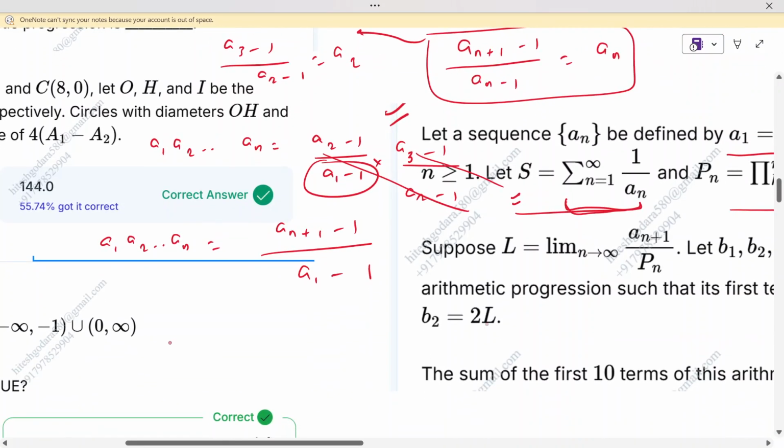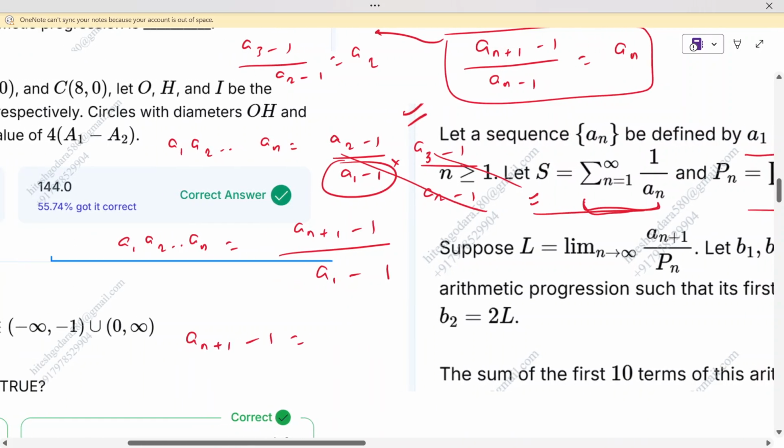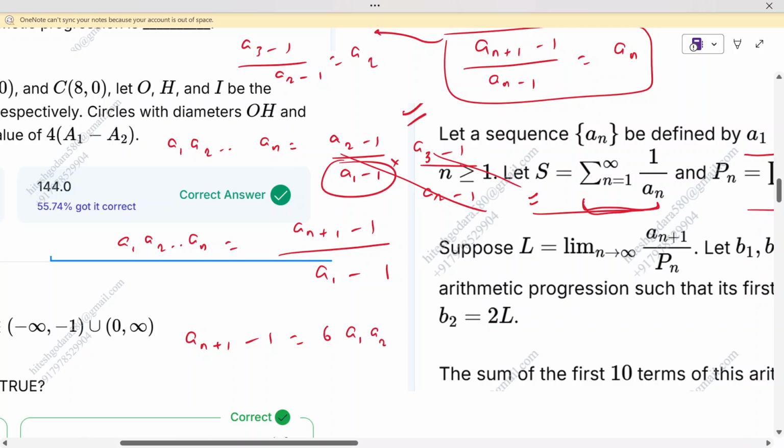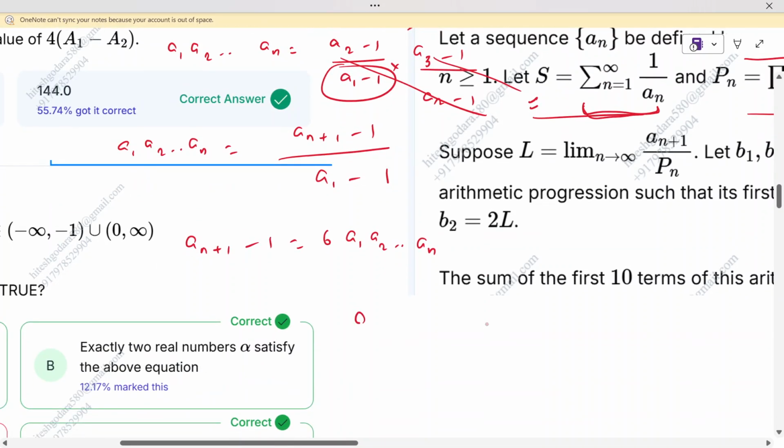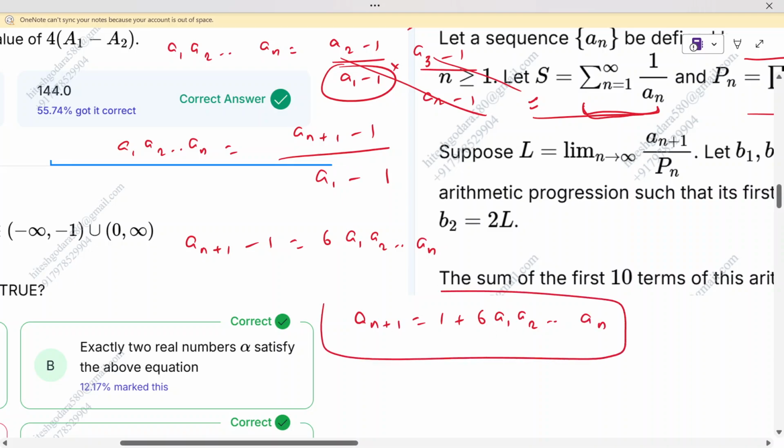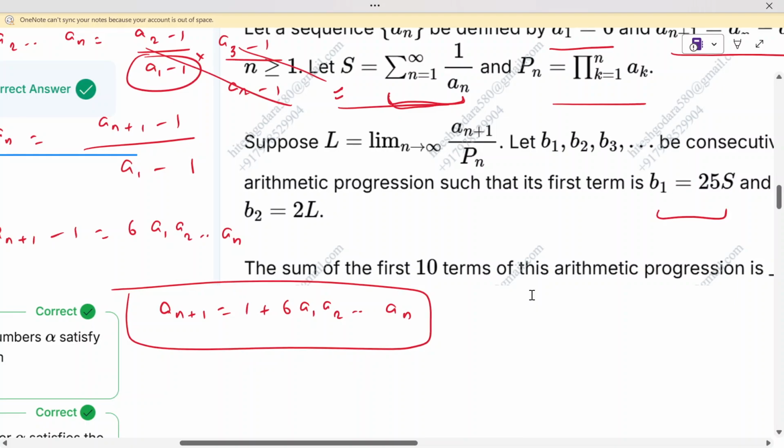So you are getting An plus 1 minus 1, and A1 is 6, so it is 6 times A1 A2 till An. So I'm getting An plus 1 equals 1 plus 6 A1 A2 till An. So the second relation I'm getting is An plus 1 is this thing.